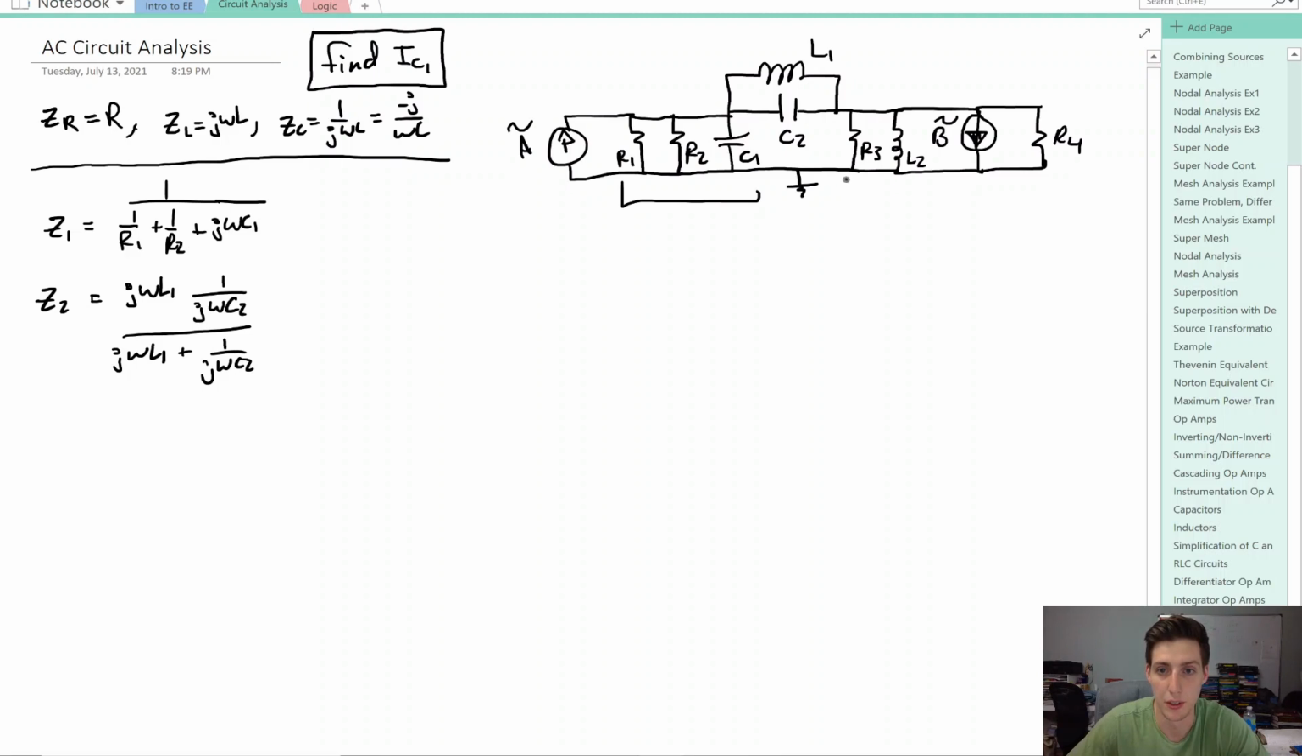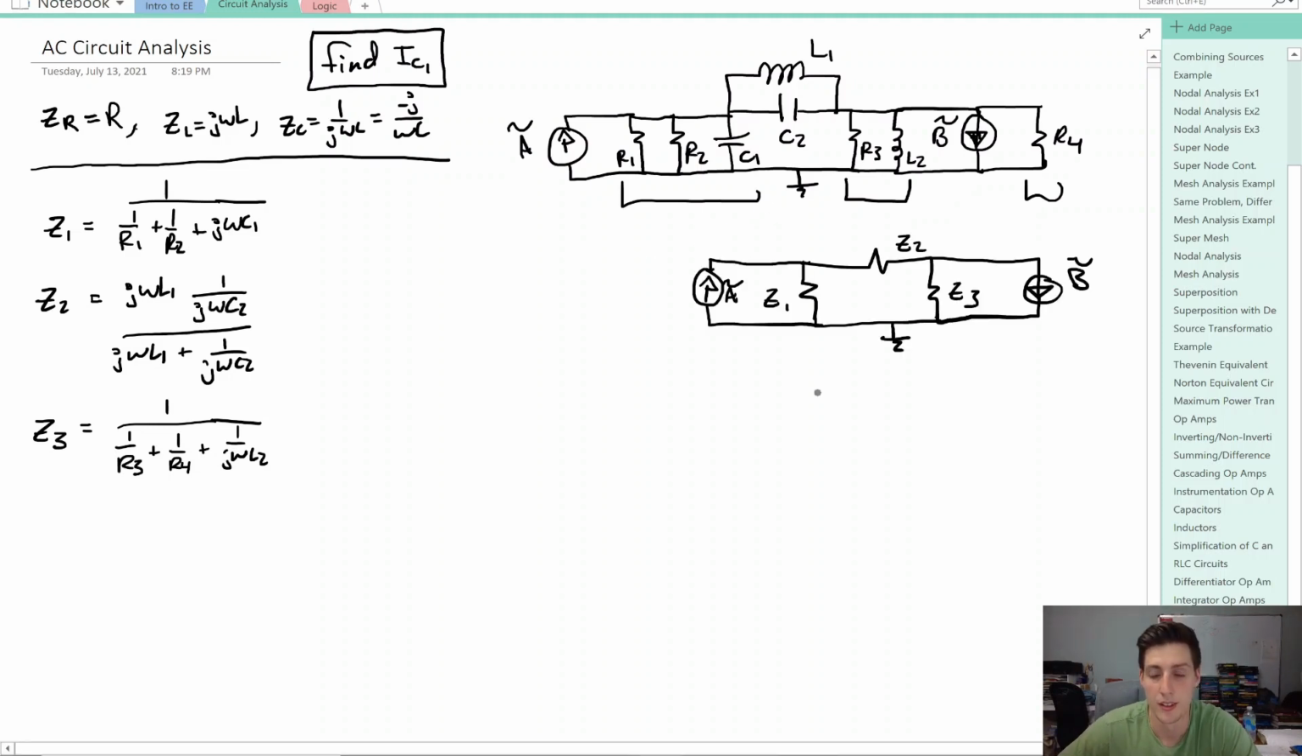And lastly, we can group R3, L2, and R4 and just call that impedance Z3, and that's going to be equal to 1 divided by 1 over R3 plus 1 divided by R4 plus 1 divided by j omega L2. And now what once appeared as a very difficult circuit, we can simplify greatly. And the reason that I represented all these impedances just by resistors is because you can treat them like resistors.